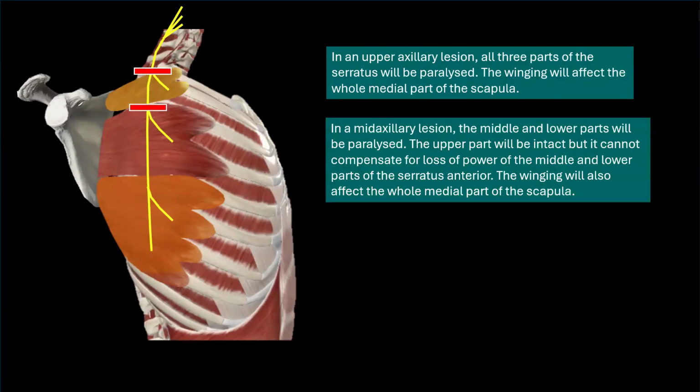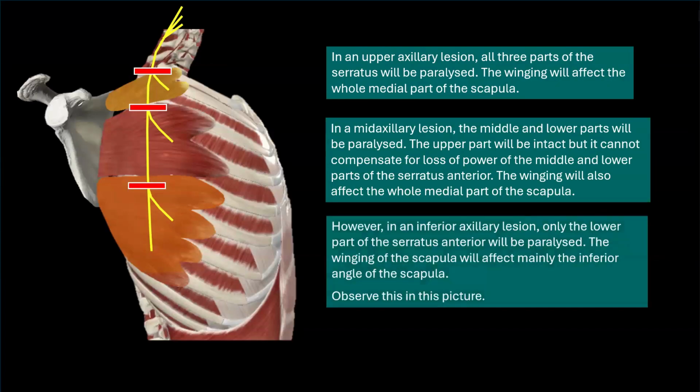In a mid-axillary lesion, the middle and lower parts will be paralyzed. The upper part will be intact, but it cannot compensate for the loss of power of the middle and the lower parts of the serratus anterior. The winging will also affect the whole medial part of the scapula.